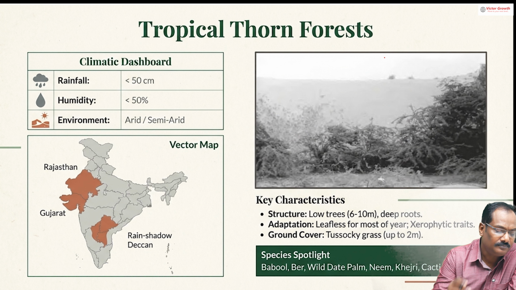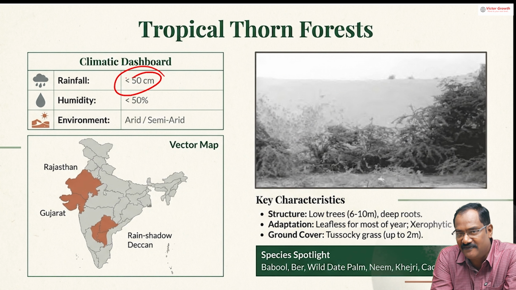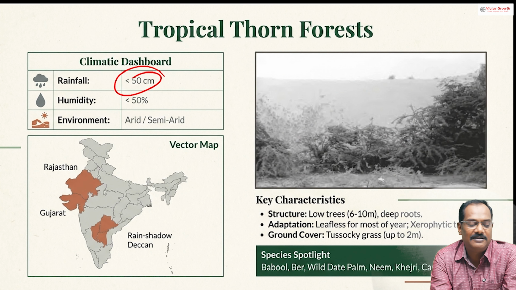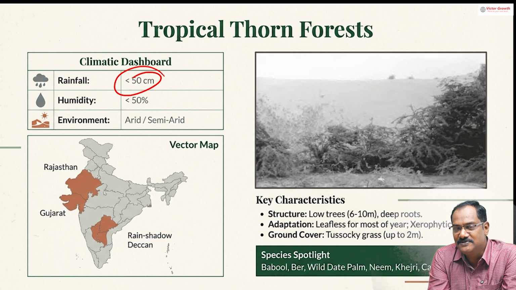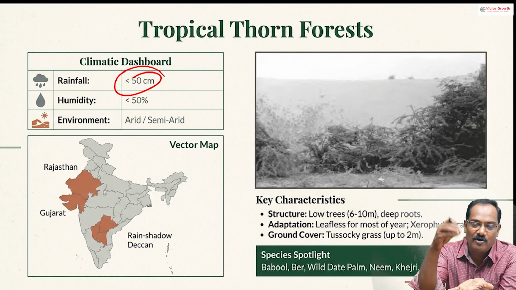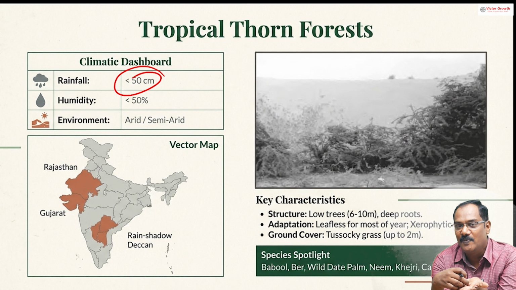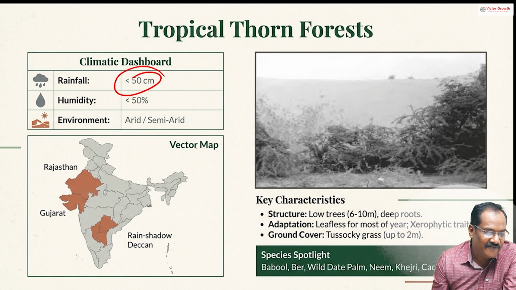Now, thorny forest, where the rainfall is less than 50 centimeter, the leaves will be modified into thorns. So it's not that leaves are there and thorns are there. Leaves will not be there. It's their own adaptation technique, because the bigger the leaves, the more transpiration and evaporation will happen. The water will evaporate through the leaves. So they want to reduce the evaporation, so they have adapted to become thorns. Thorns are nothing but modified leaves.